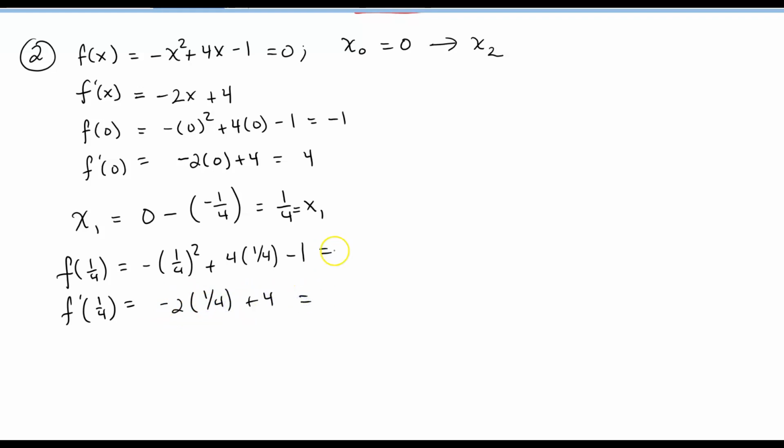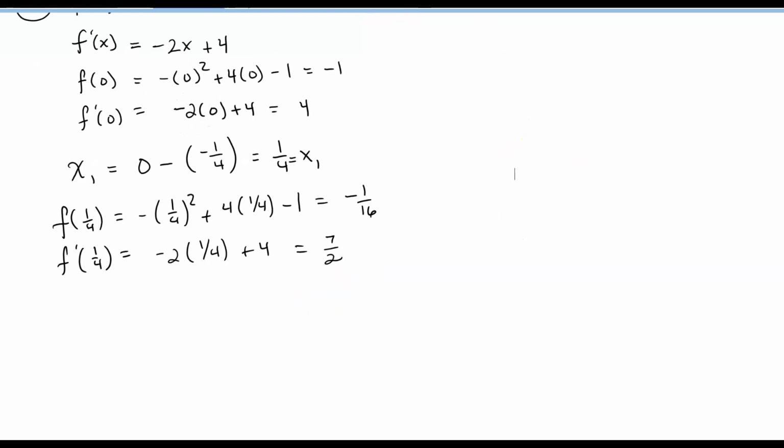Okay, so I've plugged my numbers in, and now I'm ready to evaluate these functions. You kind of do the math there, and you get for the first one negative 1/16, and for the second you get 7/2. All right, now we're ready to find our x sub 2 value. So x sub 2 here is going to be 1/4 minus, and then we have a negative 1/16 over 7/2.